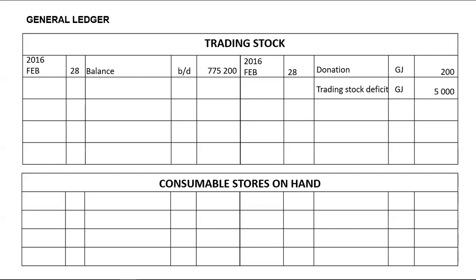How much trading stock are we left with? So we're going to have balance carried down, which is the value of stock we are left with. And that amount will be 770,000. So what we currently have in our books is the same as what we have in the warehouse. Those two amounts must correspond. And what we have in the warehouse is the accurate one because it's actually what we got.